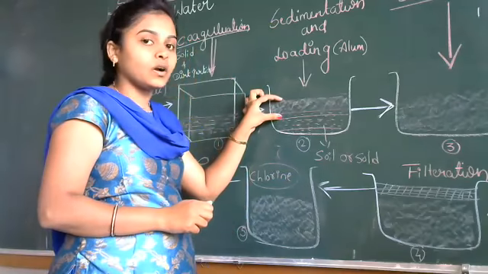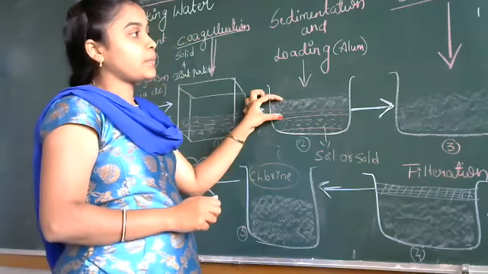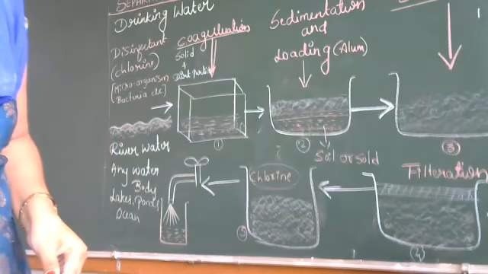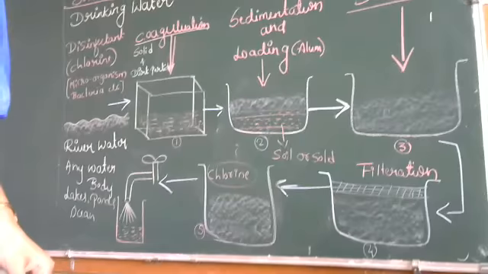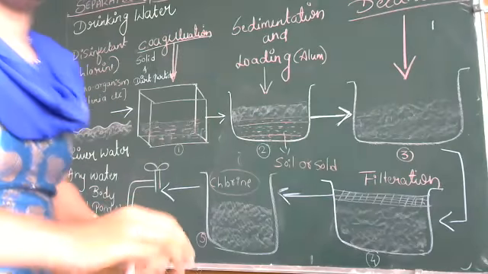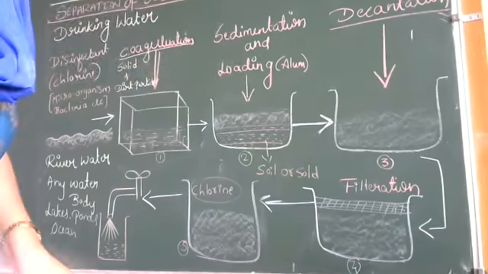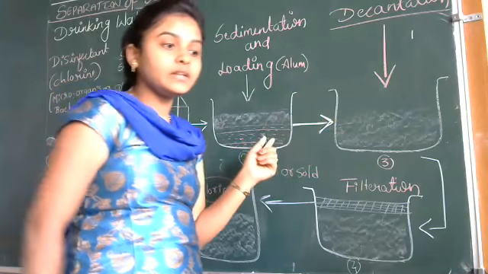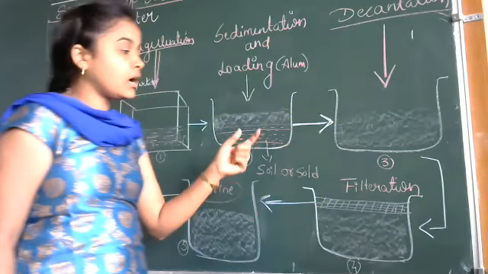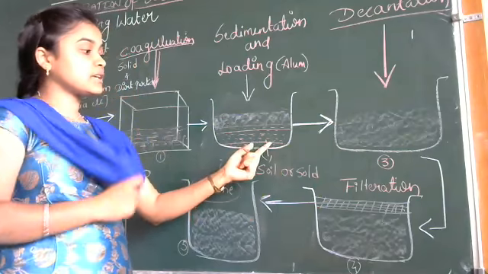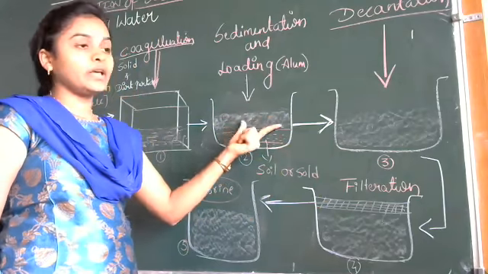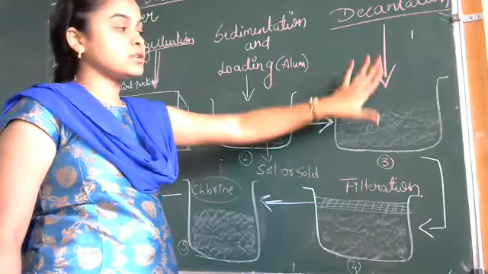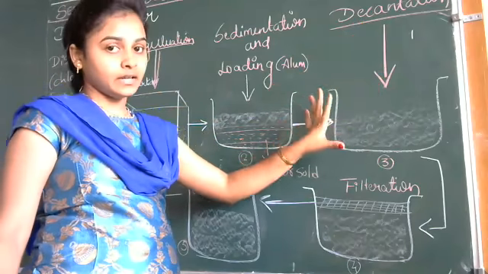Now this water which we got here at the top is separated by the decantation process. So what is the decantation process? Decantation is a process where, without disturbing the sediment, or the solid particles, the top layer of water is collected in the next tanker. Okay. So here the water is decanted.